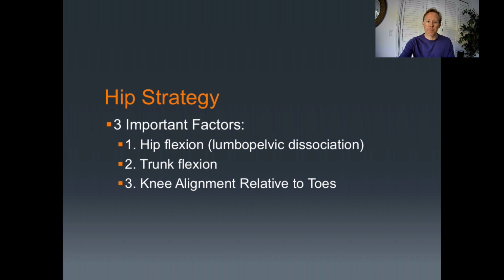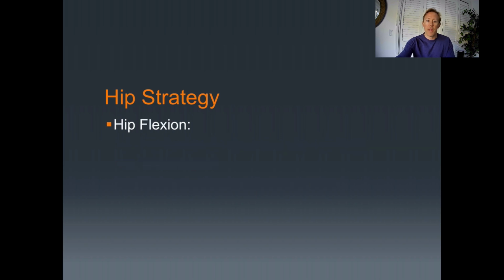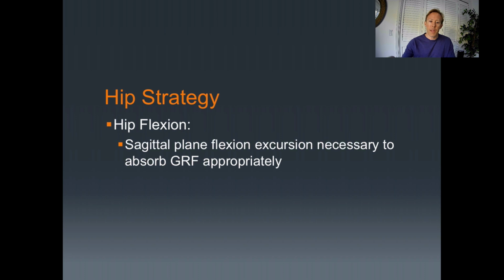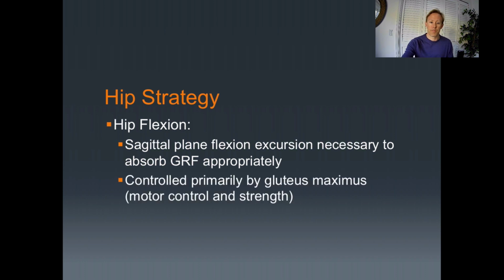Excuse me. Okay, so those are the big three for the hip strategy. For hip flexion, we want to see this hip flexion in the sagittal plane, obviously, because it helps to absorb ground reaction force appropriately. So when we asked that question before, what is appropriate, how do we define appropriate ground reaction force absorption? This is one characteristic, looking at sagittal plane flexion at the hip and using the glutes, the hip extensors, to absorb, using them along with the quads and knee flexion to absorb force.